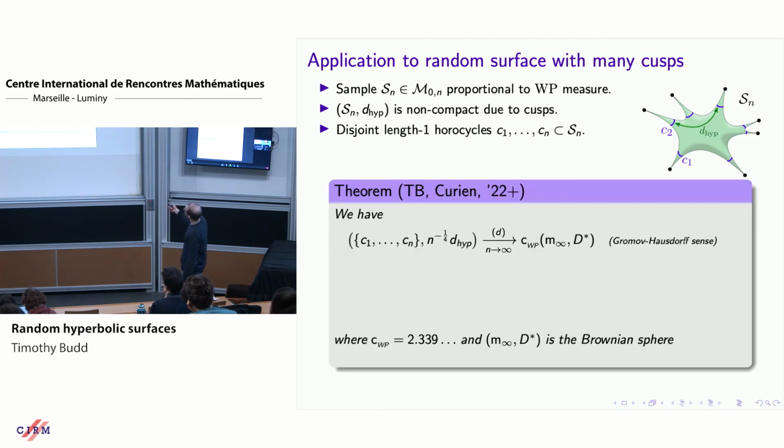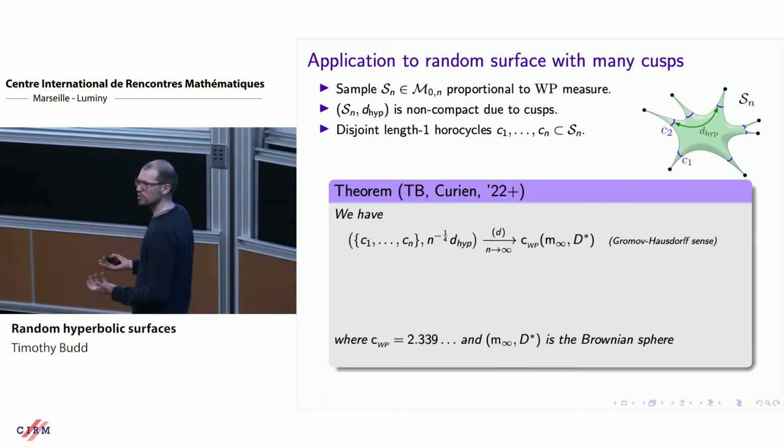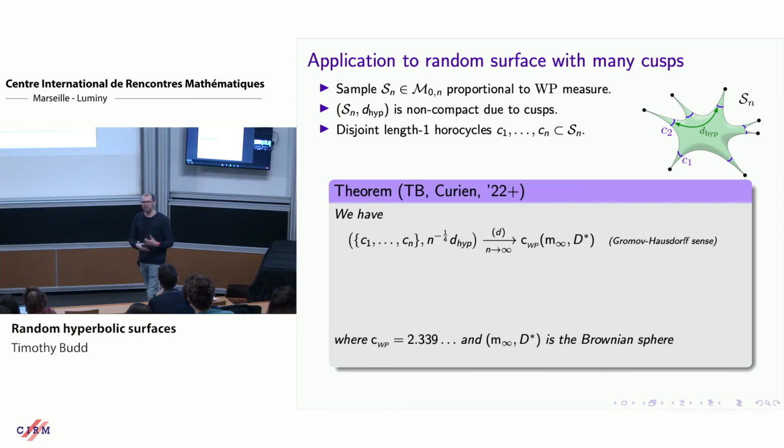And then I can look at the metric space, which is just the finite set given by the horocycles and the distances between those horocycles. Now, if I normalize these distances by the number of horocycles to the -1/4, then what we show is that this converges to the Brownian sphere. So kind of corroborating this idea that hyperbolic surfaces live in the same universality class as random planar maps.